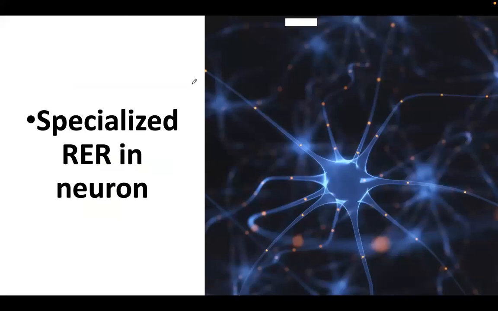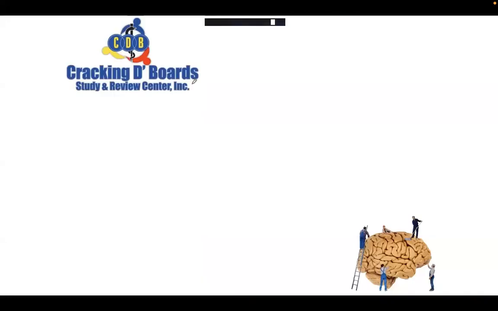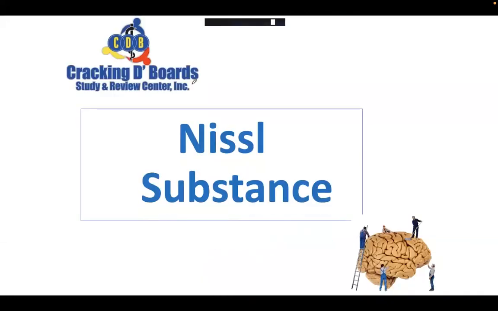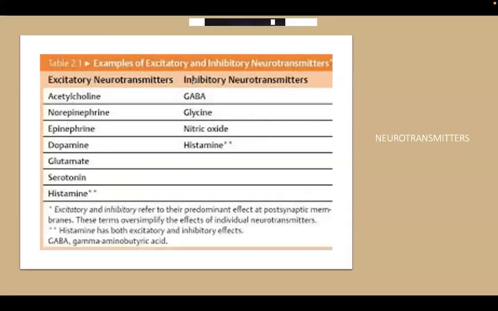And what do we call the specialized rough endoplasmic reticulum that is found in the neuron? It's a specialized rough endoplasmic reticulum that we find in the neuron. This is known as the Nissl substance. Again, this is known as the Nissl substance.